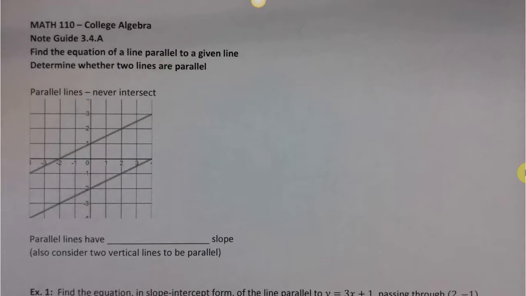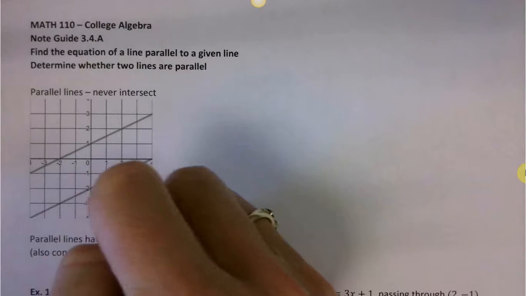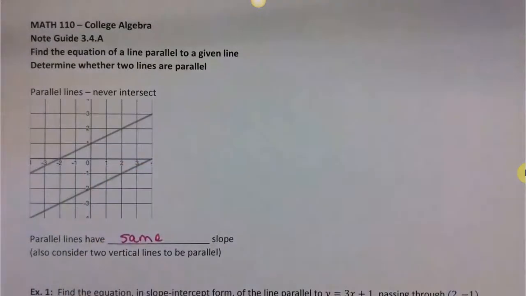The definition of parallel lines is two lines that never intersect. So here's an example of two parallel lines. And the thing that you want to remember about parallel lines regarding slope is that their slope is always going to be the same. And we also consider two vertical lines to be parallel, even though we can't talk about two vertical lines having the same slope since their slope is undefined.